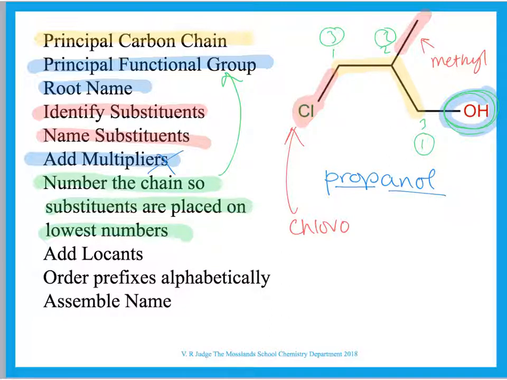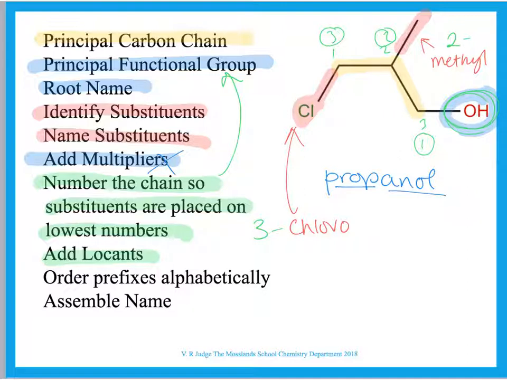So now we need to add some locants. We need to say on which carbon atoms these 3 things are placed. So your chlorine atom, based on our numbering system that we've just written in green, is on carbon number 3, so it'll be 3-chloro. Your methyl group is on carbon number 2, so it'll be 2-methyl.